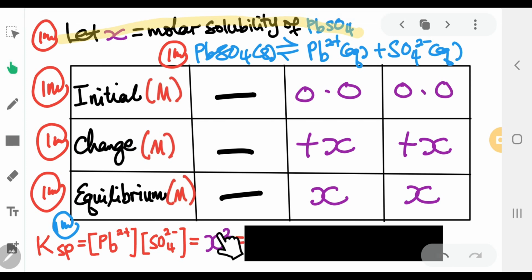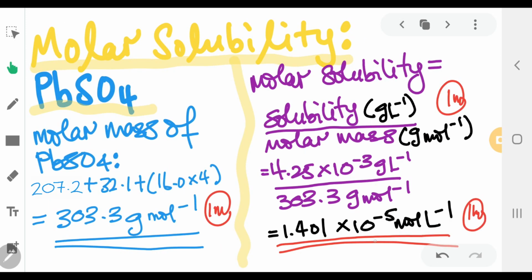So you're going to get X squared. Why X squared? Because this one is X and that one is X. Now, when you look at the X expression right there, this is what we have done on top. This is the reason why you need to write this statement, because this is the assumption in which we let X be the molar solubility of lead sulfate. We have assumed that the molar solubility is X, and the value of molar solubility is the one that we have worked out.